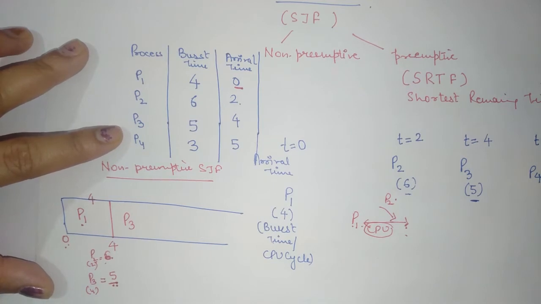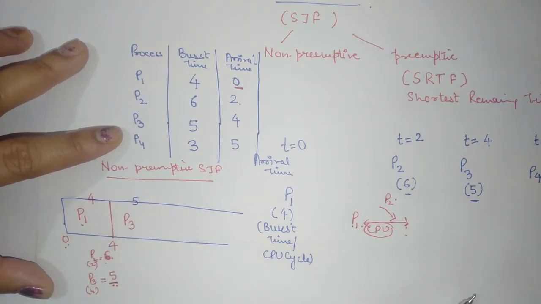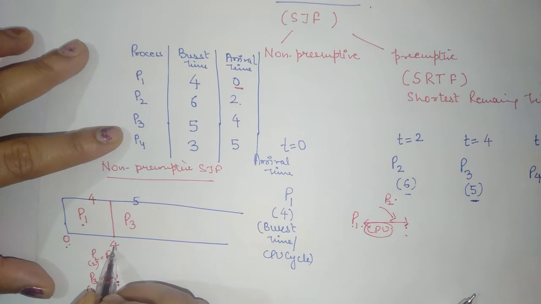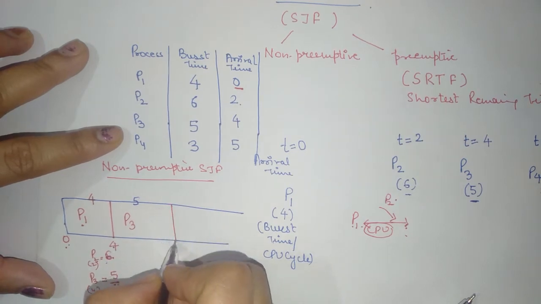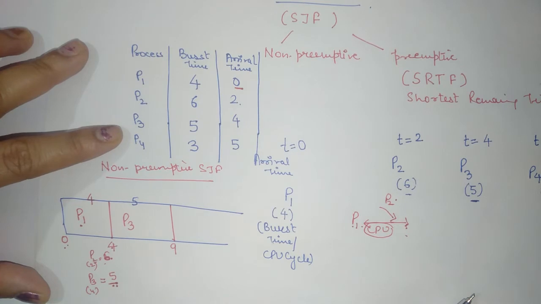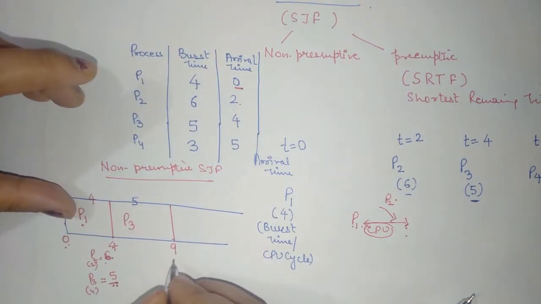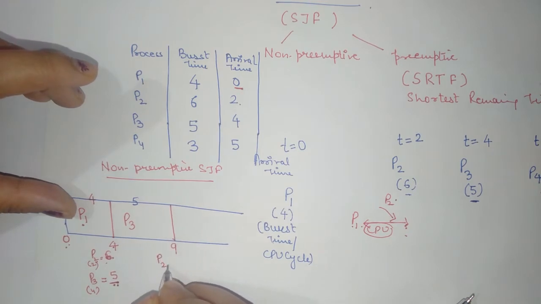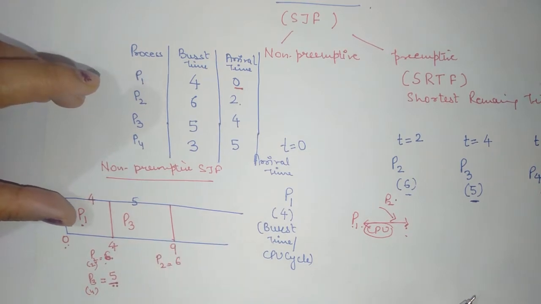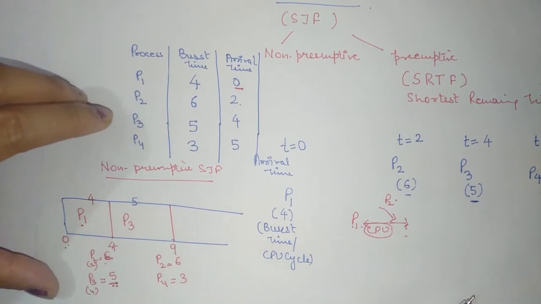Now the burst time of process 3 is 5. It starts its execution at 4 time units. After its completion, the machine time is 9. Now at time 9, how many processes are in the ready queue? P2, whose execution time is 6, and P4, whose burst time is 3.